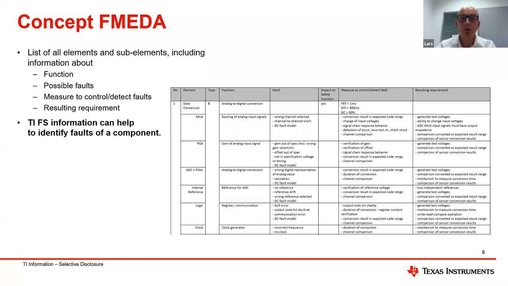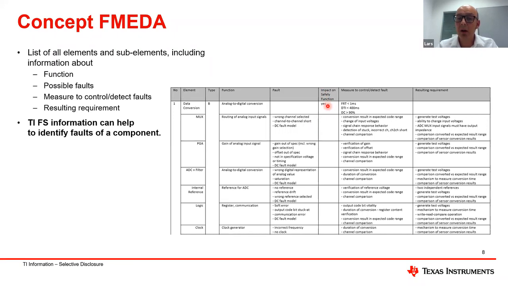Now the next is the concept FMEDA. This is basically another table which makes a qualitative assessment of our elements. We see here the element again, data conversion with the multiplexer, PGA, ADC, and filters, so all what we saw before. It's a type B element. It has a certain function. The function of each sub-element is described here, and also the faults, basically what can go wrong. Impact on safety function, definitely.